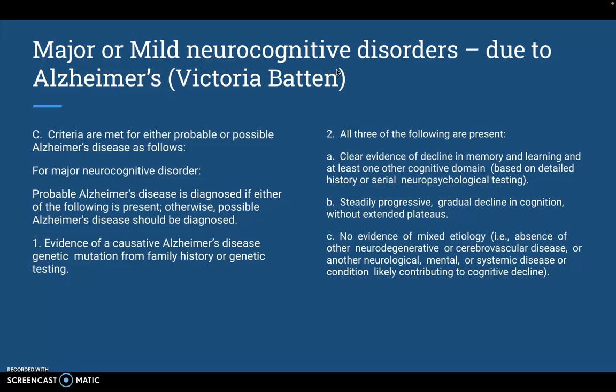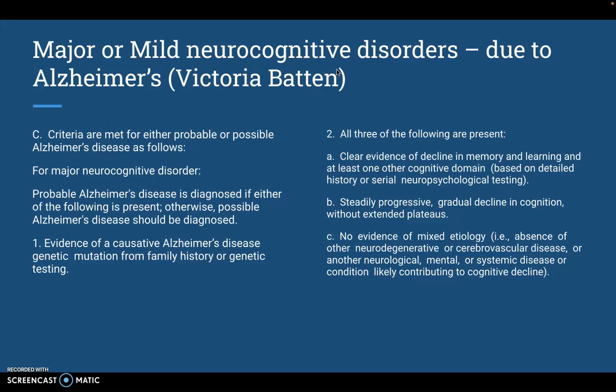So the first thing that must be present for probable Alzheimer's is evidence of a causative Alzheimer's disease genetic mutation from family history or genetic testing. And then the second thing is that all 3 of the following criteria must be present. So first is clear evidence of decline in memory and learning and at least 1 other cognitive domain. So memory, learning, and then at least 1 other one. And this needs to be based on a detailed history or neuropsychological testing.